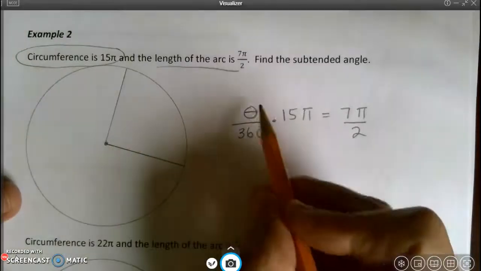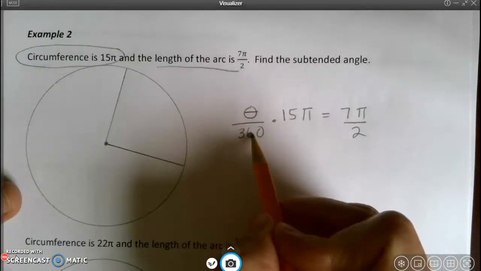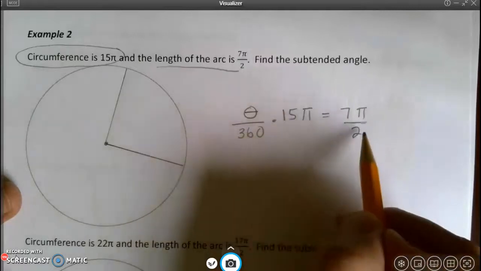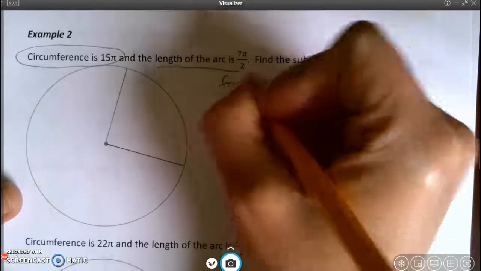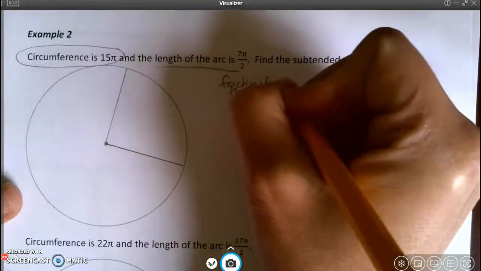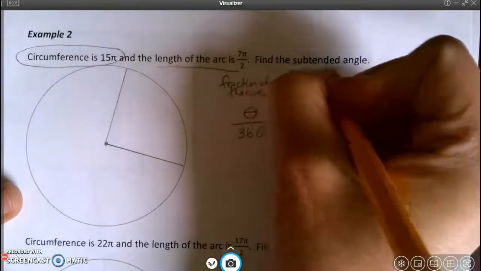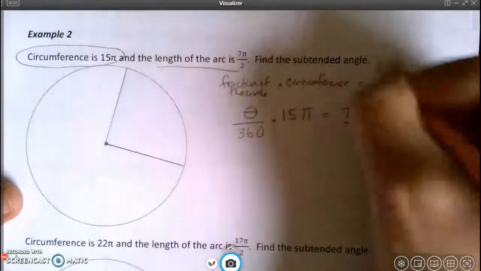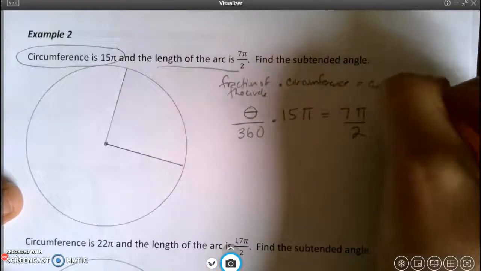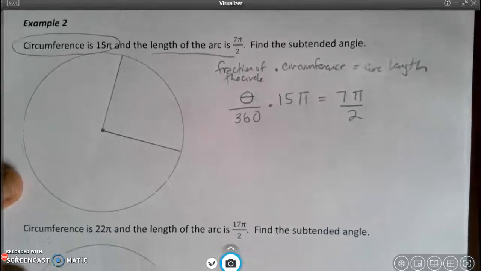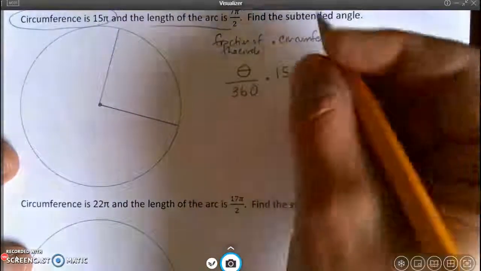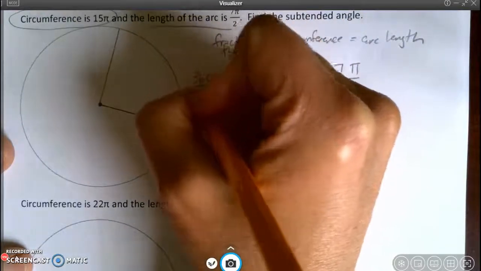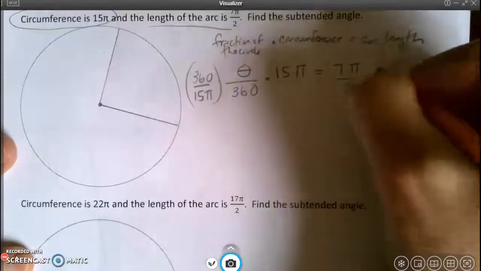So I know that whatever my angle is divided by 360 times the circumference is 7 pi over 2, because remember, fraction of the circle times circumference equals arc length. So I'm going to multiply. I need to get theta by itself, so I need to multiply by 360 over 15 pi on both sides.